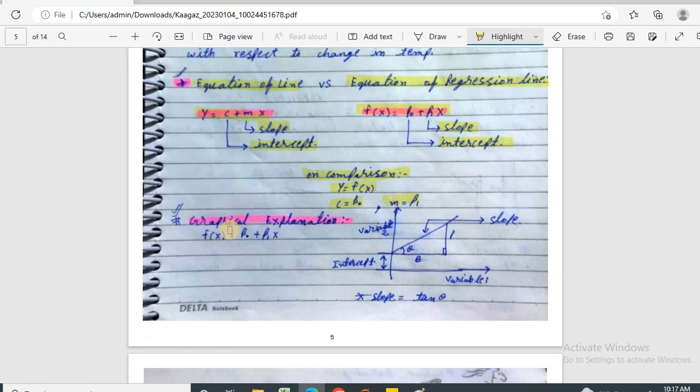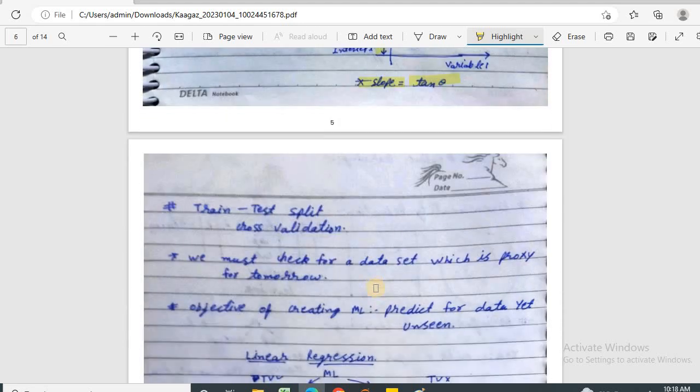Now graphical explanation, f(x) = beta naught + beta 1 x. We have this line. Now we have this intercept, meaning at what point it is cutting the y-axis. Then we have this theta. So tan theta will tell us the slope of the line.